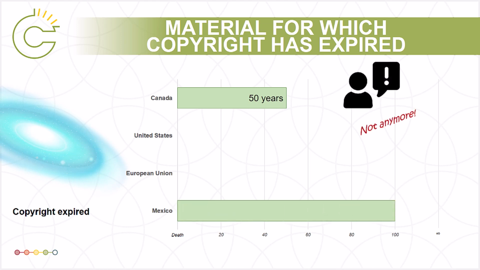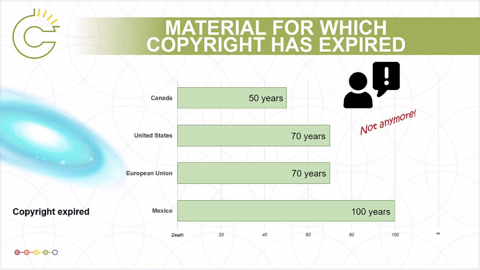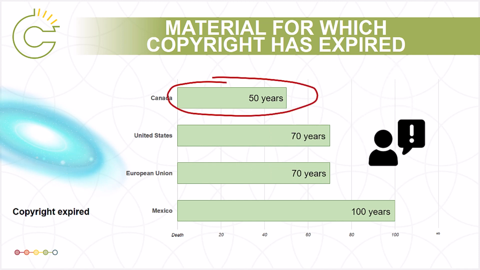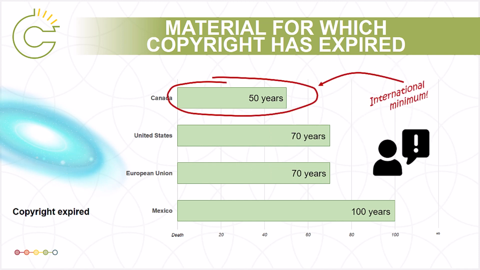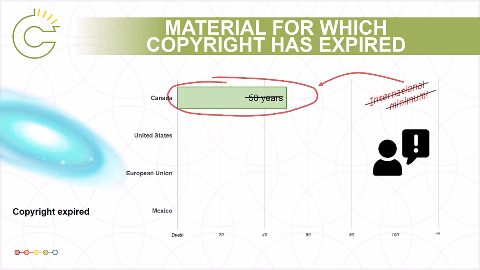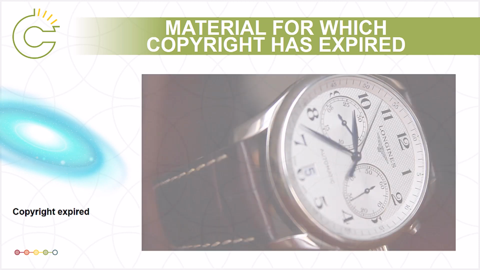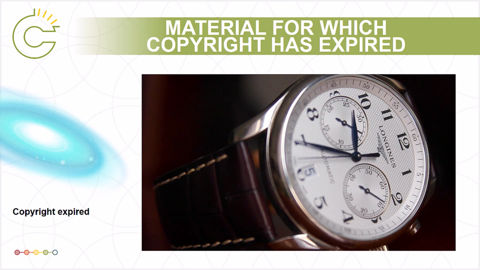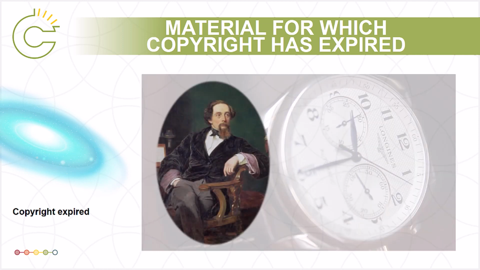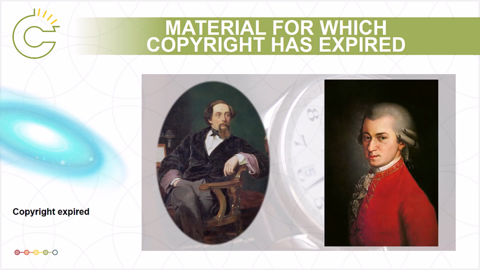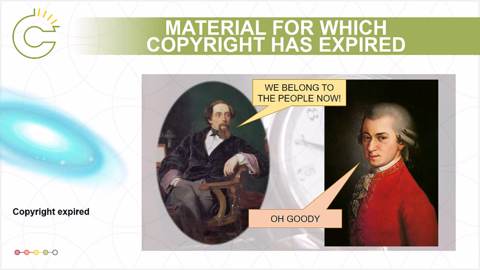In Mexico, the general term of protection is life of the author plus 100 years after their death, and in the United States and the European Union member states, the term of protection is the life of the author plus 70 years. Canada's term of protection is as short as possible under international copyright agreements. Most works that are from before 1900 are already in the public domain. The novels of Dickens and the music of Mozart are examples of works that are no longer protected by copyright because the terms have expired.